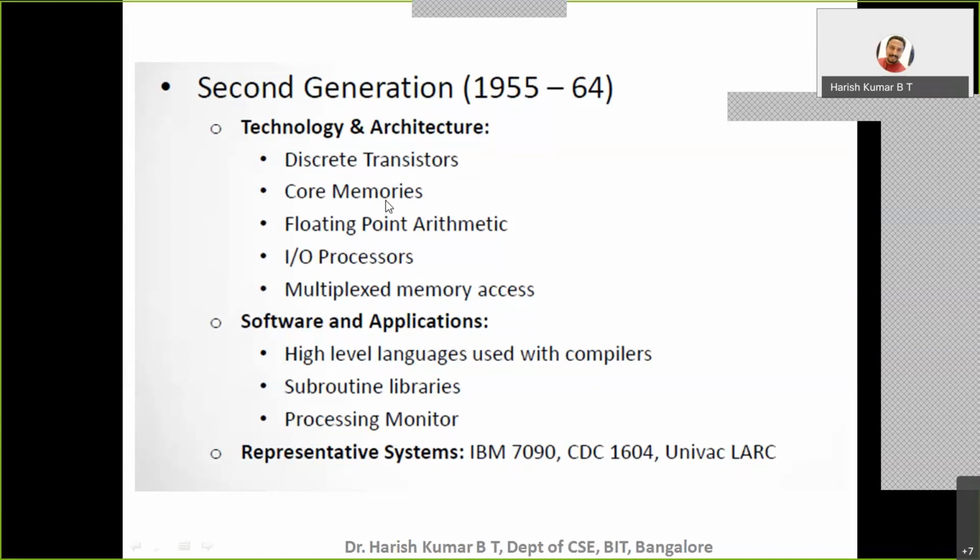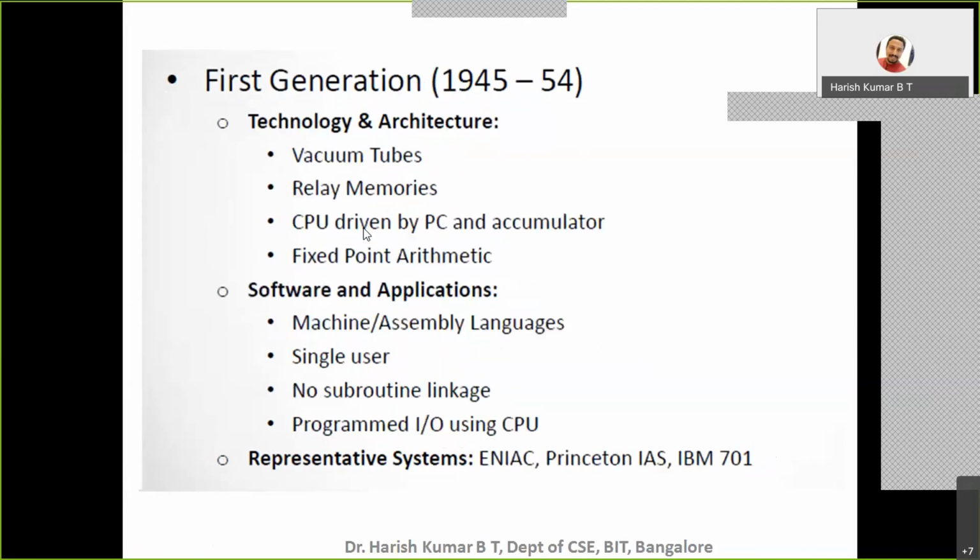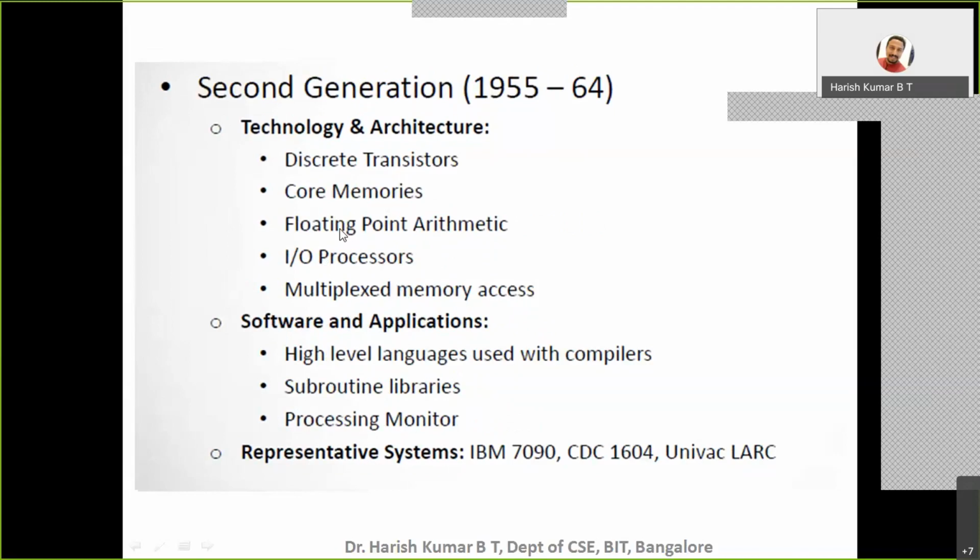In second generation computers, again, there was one single CPU, and the capability of this CPU was enhanced. The CPU was capable of performing even floating point arithmetic operations as well. The first generation was capable of performing only fixed point arithmetic operations, and now this is capable of performing both fixed point and floating point arithmetic operations.